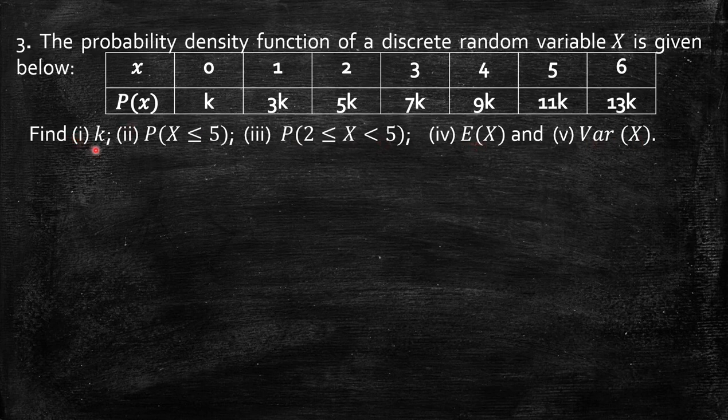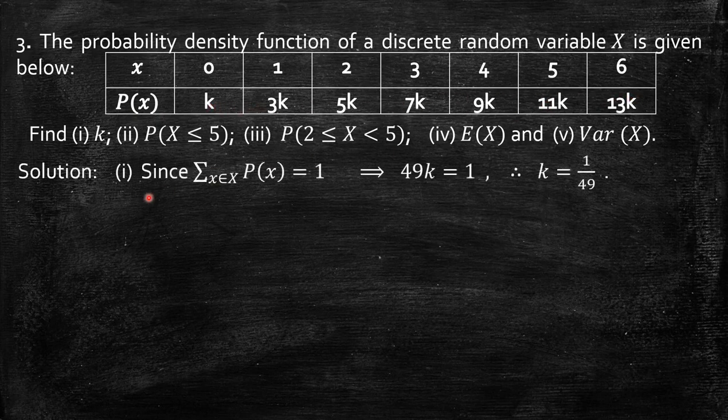First, to find k, we know that this probability function satisfies two conditions. The first one is that all these are non-negative. Second, the sum of all these probabilities must be equal to 1. So the summation of p of x equal to 1. Using this condition, add all these probabilities, that is 49k equal to 1, which gives k equal to 1 by 49.